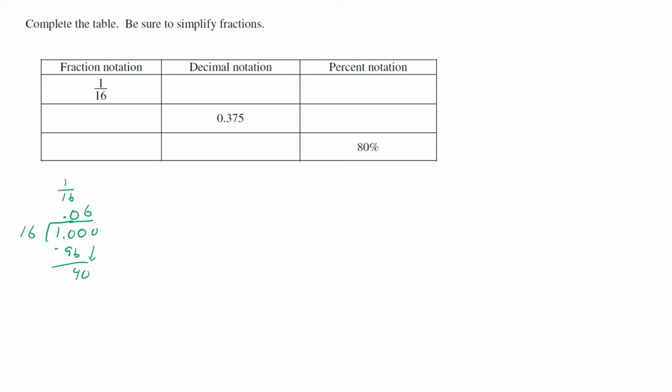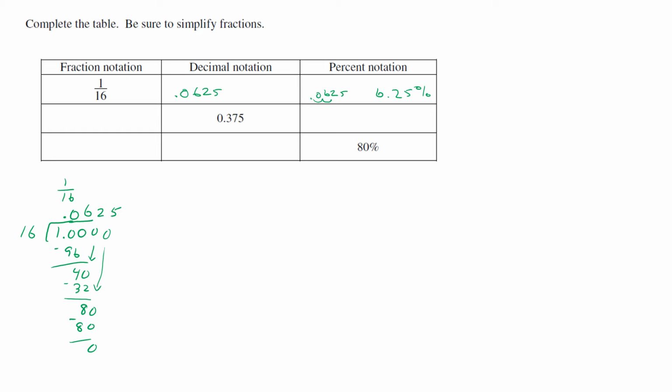16 will go into 42 times, which will give us 32. Subtract, which is 8. 80, bring that down. 16 will go into 85 times. Multiply back, which is 0. So decimal notation here is going to be 0.0625. Percent notation, remember we take our decimal, we move 2 places to the right, so percent notation, this is going to be 6.25%.